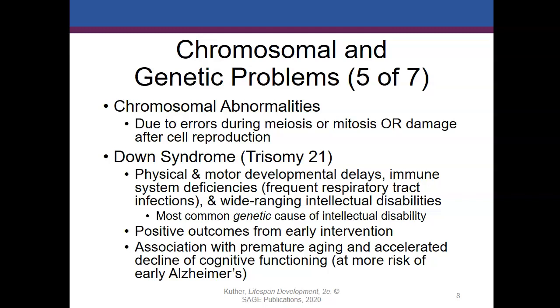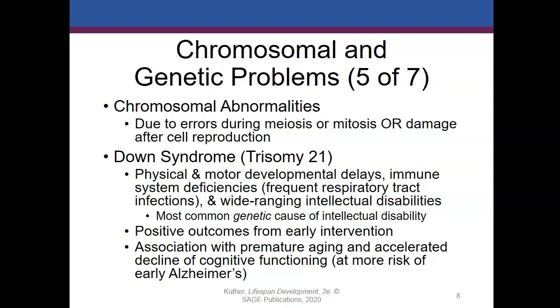Although individuals with Down syndrome vary in the severity of symptoms, Down syndrome is associated with marked physical, health, and cognitive attributes. People with Down syndrome experience physical and motor developmental delays, immune system deficiencies that often lead to infection, commonly of the respiratory tract, and wide-ranging intellectual abilities. Down syndrome is the most common genetic cause of intellectual disability.